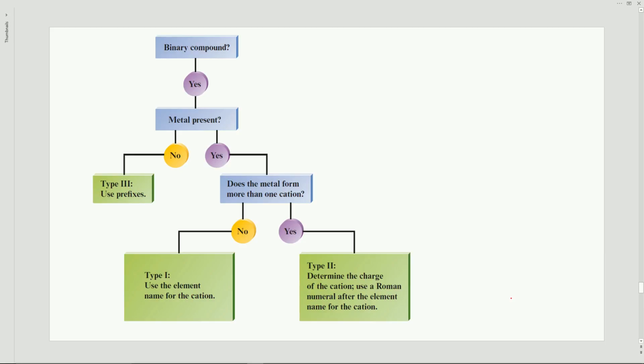If there is, then you need to determine if the metal forms more than 1 cation. So that's this step here. If it does, then it's type 2, and you need to use a Roman numeral to show the charge. If no, then you use the element name for the cation.